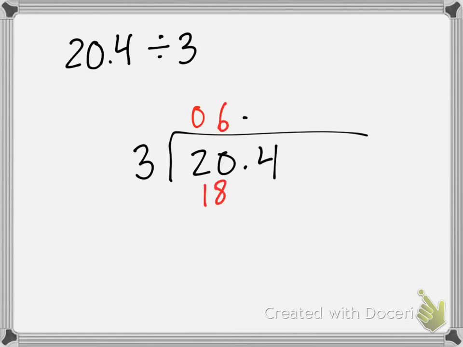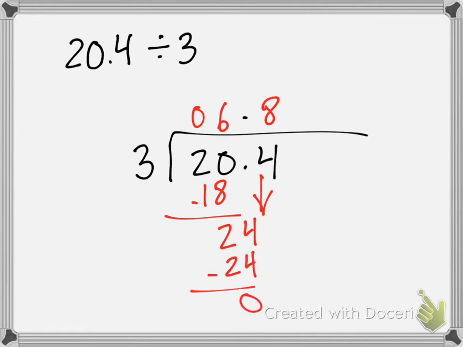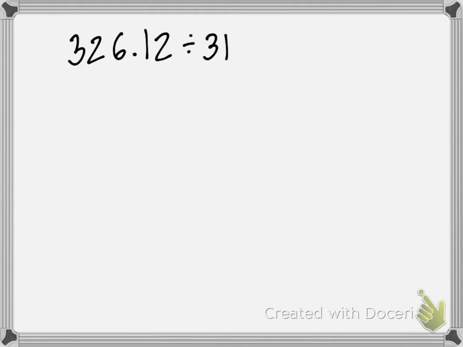6 times, because we get 18. We're going to subtract, I get 2. What do I have to do now? 4. Perfect. And how many times? 8 times. That's 24. I get 0. So yes, we get 6 and 8/10 in the chat. Camilla, Cynthia, and Amelia answered it in the chat. Not saying anybody else did it, but that's what we got so far.